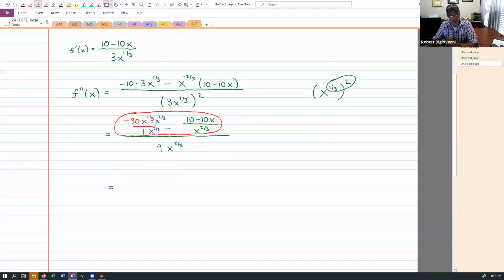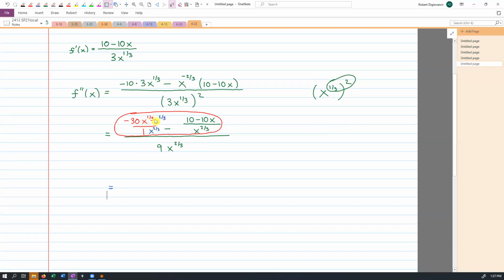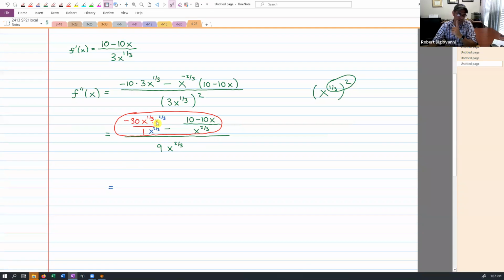So what happens? What's x to the 1/3 times x to the 2/3? You get a whole x, 3/3, so that gives me x to the first power. So negative 30x, that's nice. That's going to be this numerator, and then I have minus, and this numerator I need to put in parentheses, all over the common denominator, x to the 2/3. But all of that is over 9x to the 2/3.